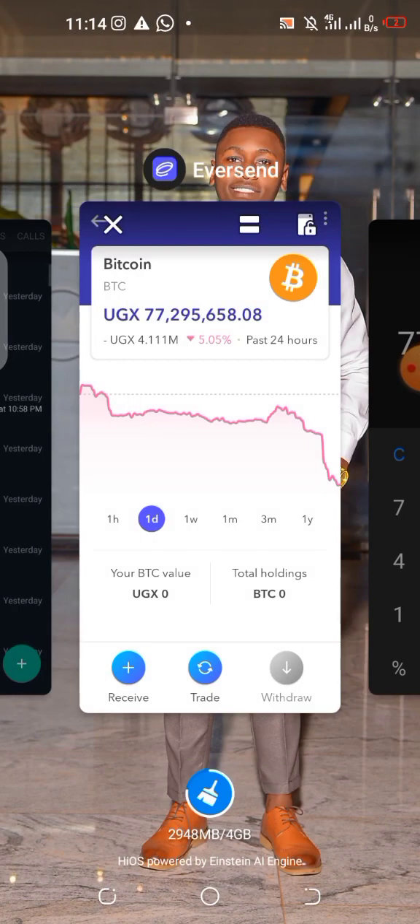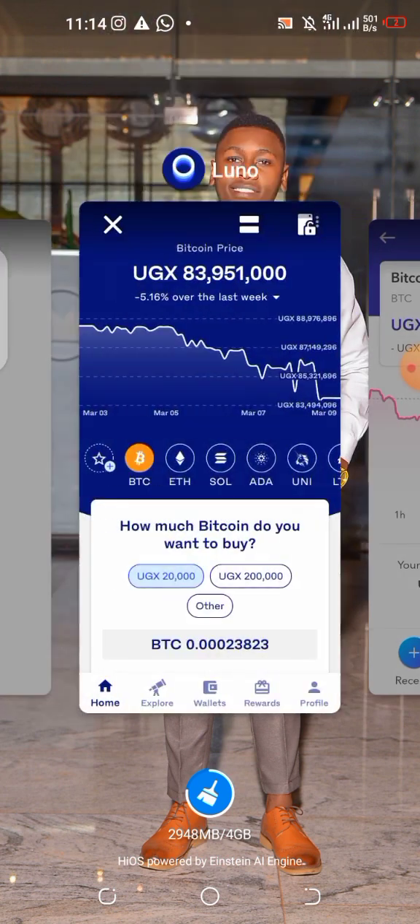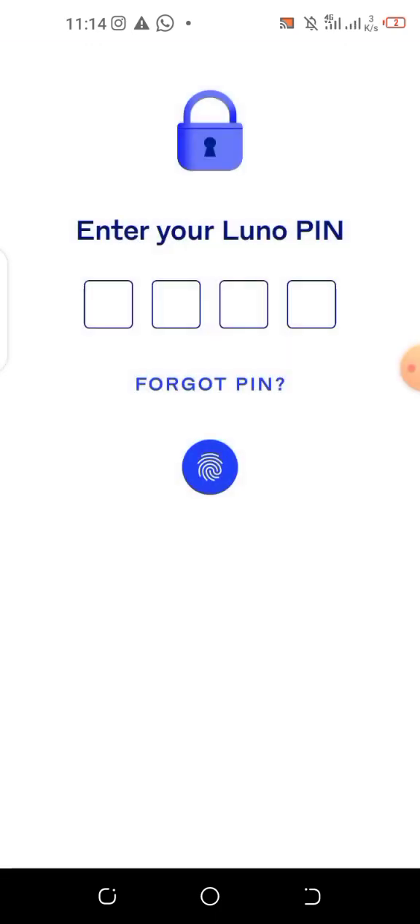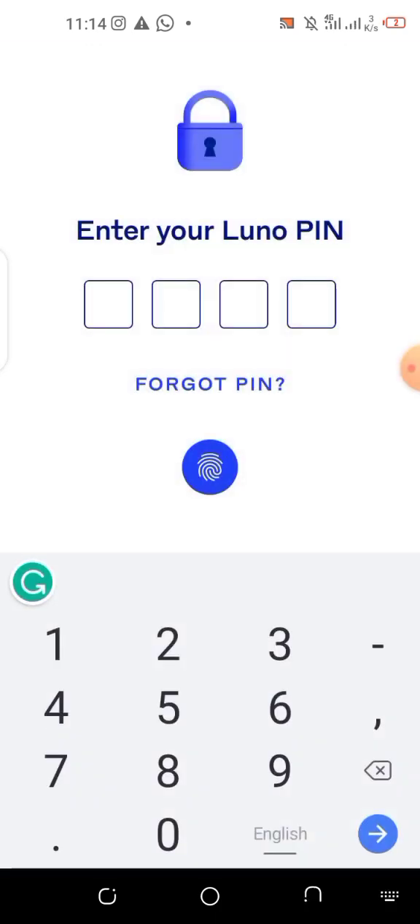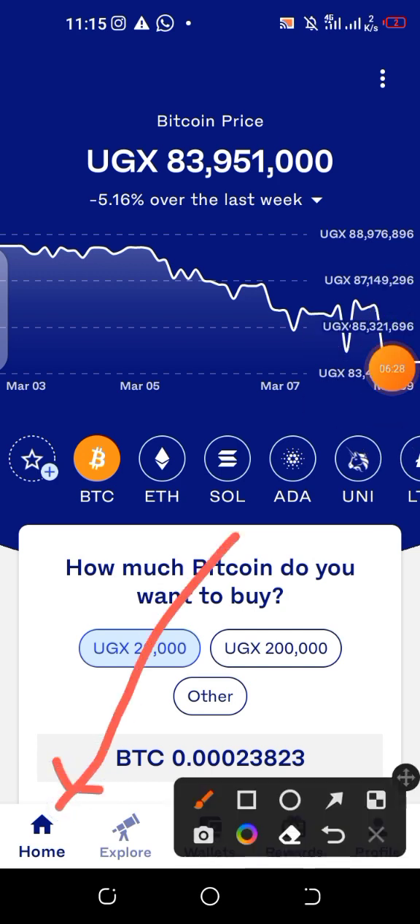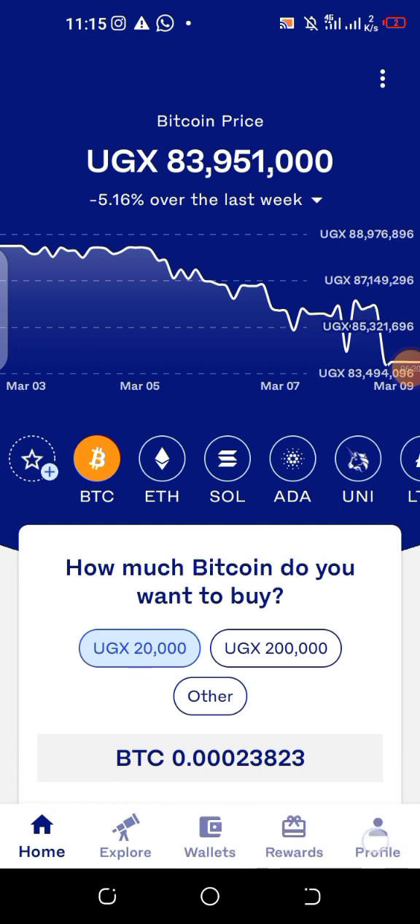So now what we are going to be doing is using Luno. Luno looks like this. Let me first put in my pin, and we can proceed. When you go to Luno, on the home interface, it will be looking like this.